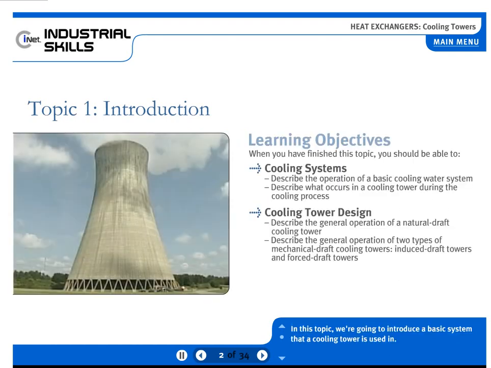In this topic, we're going to introduce a basic system that a cooling tower is used in. Also, we're going to look at the design of a couple of different types of cooling towers. These are the learning objectives for this topic. When you have finished reviewing the objectives, select Continue.